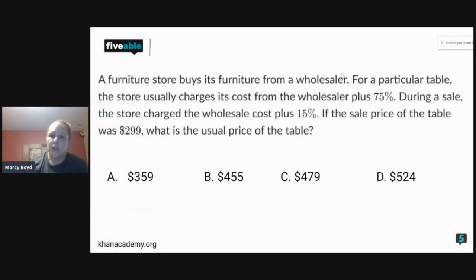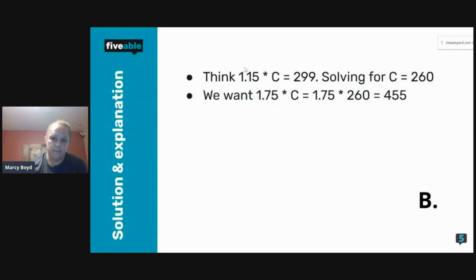Now remember, the usual price is the wholesale price, 100% plus 0.75. So my 1.75 here times the cost. My cost is 260. So I substituted that in to find the cost that the company usually charges for the table. Okay.